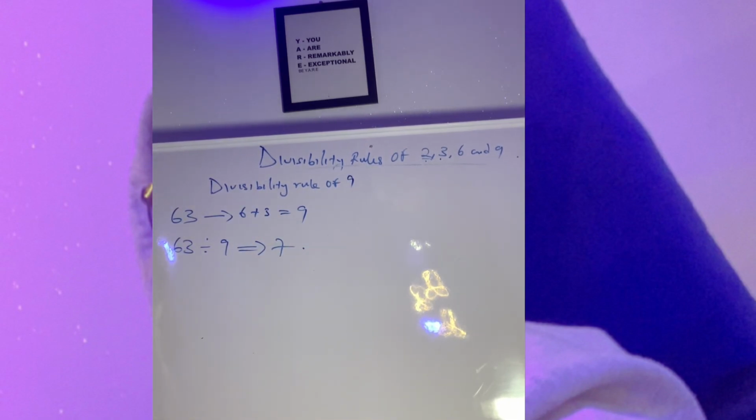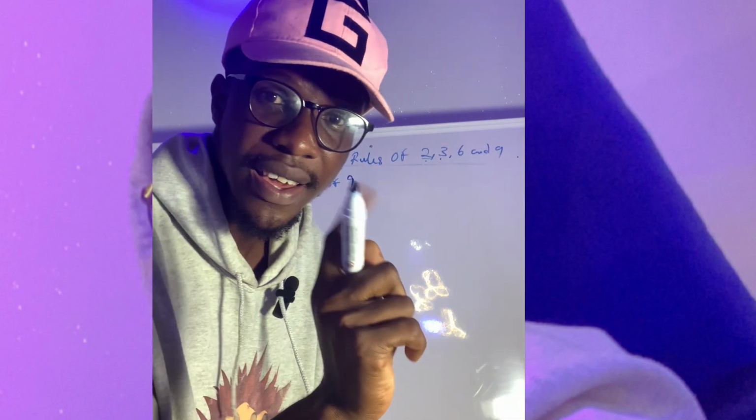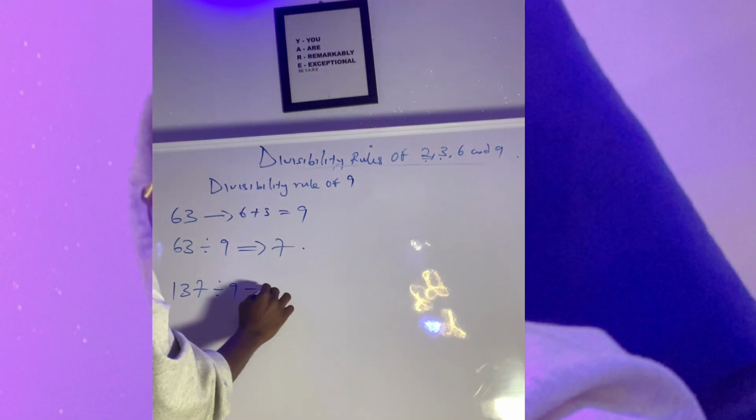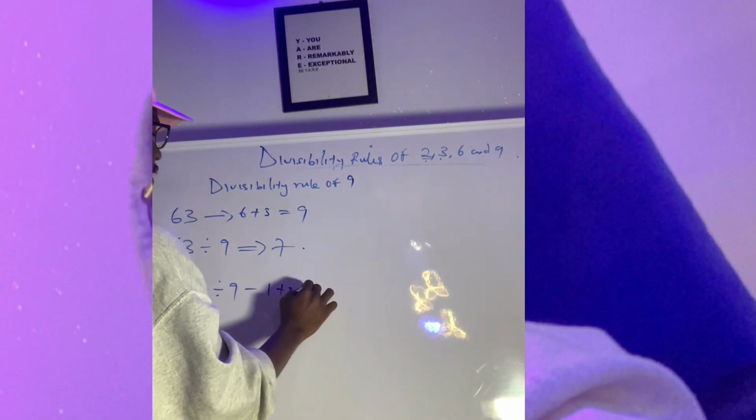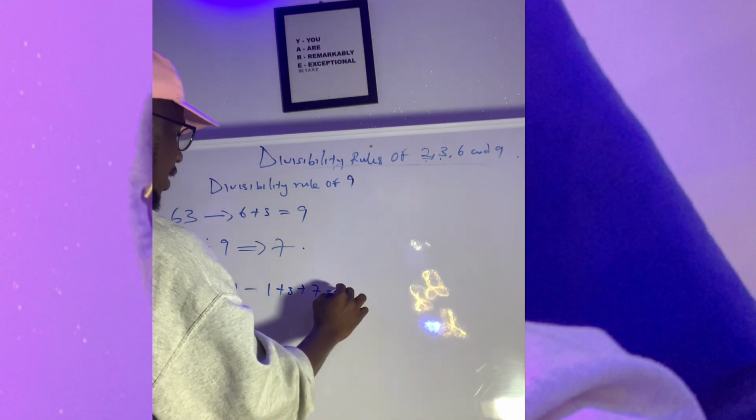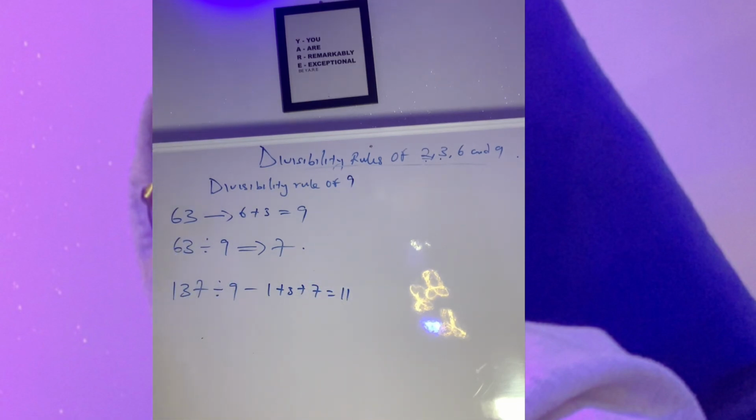The next one is, let's try the number 137, if it can be divided by 9. First, we sum the digits and see if it's a multiple of 9. So 1 plus 3 is 4, plus 7 is 11. So it cannot go. The summation of the digits is 11. So 137 cannot be divided by 9. There's going to be a remainder.